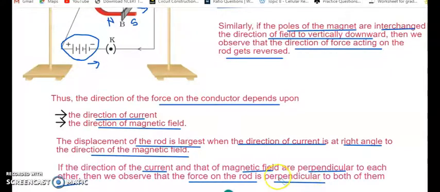Okay, so to understand this last section, what I'm trying to explain here is that the current has one direction, then the motion will be in the other direction. So let's say the current is in this direction and the magnetic field is in this direction. They are perpendicular to each other, right? Then the force which is applied on the rod will be perpendicular to both of them. If you look into it, this is also 90 and this is also 90. That is what this rule is talking about.